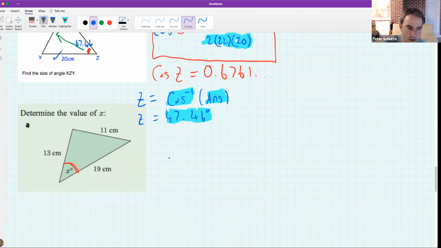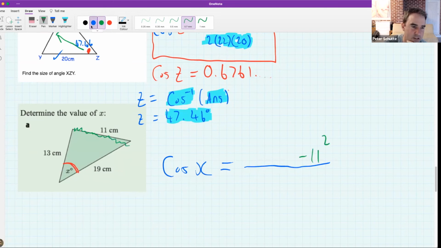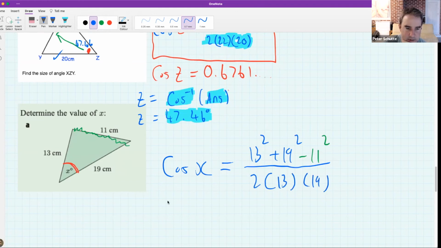So the cos of X, so I have the two sides. I know the 11 is the important bit here. This is the one that's different. So I don't have to put it there first, but I like doing that because I remember 13 squared plus 19 squared, 2 times 13 times 19. Okay, and so how do we key this in our calculator?